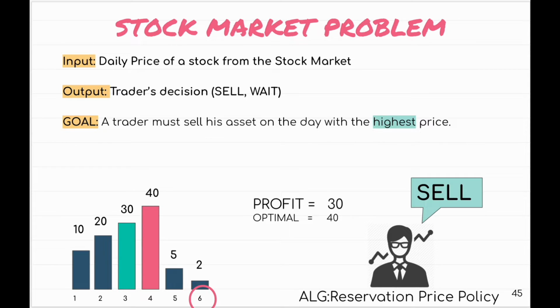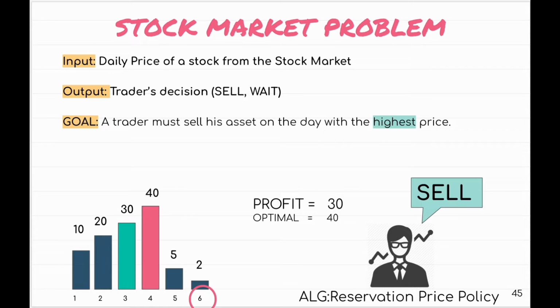We have the best so far algorithm. It's called the reservation price policy. The restriction of this algorithm is that we know the minimum and the maximum price. And based from the minimum and the maximum price, we can compute for some reservation price na somewhere in between the lowest price and the highest price. And ang algorithm will decide depending on the reservation price. So every time na nagkakaroon ng new price, we compare it to the reservation price. And if it's beyond or equal to that reservation price, magse-sell na siya.